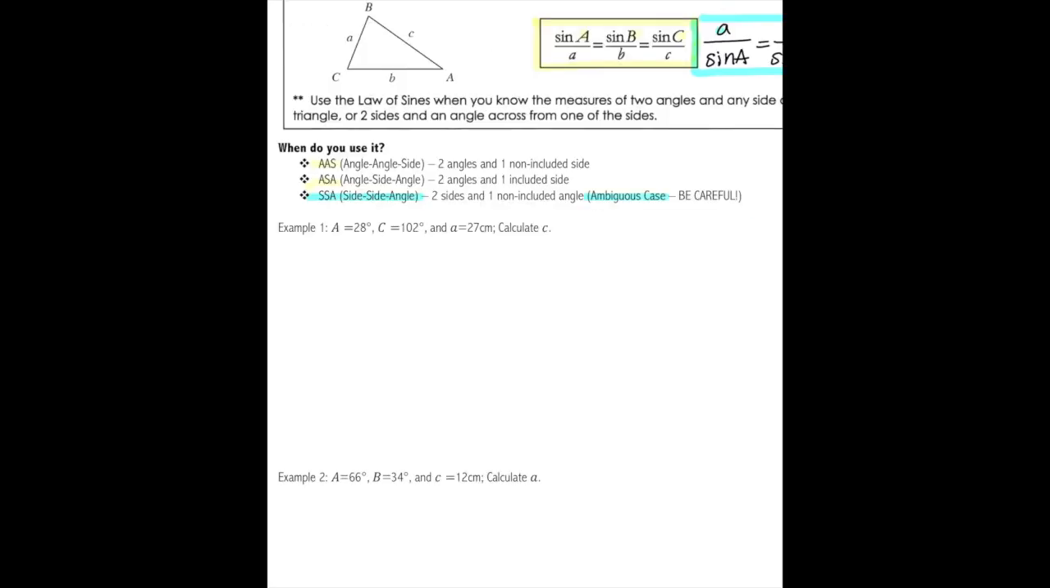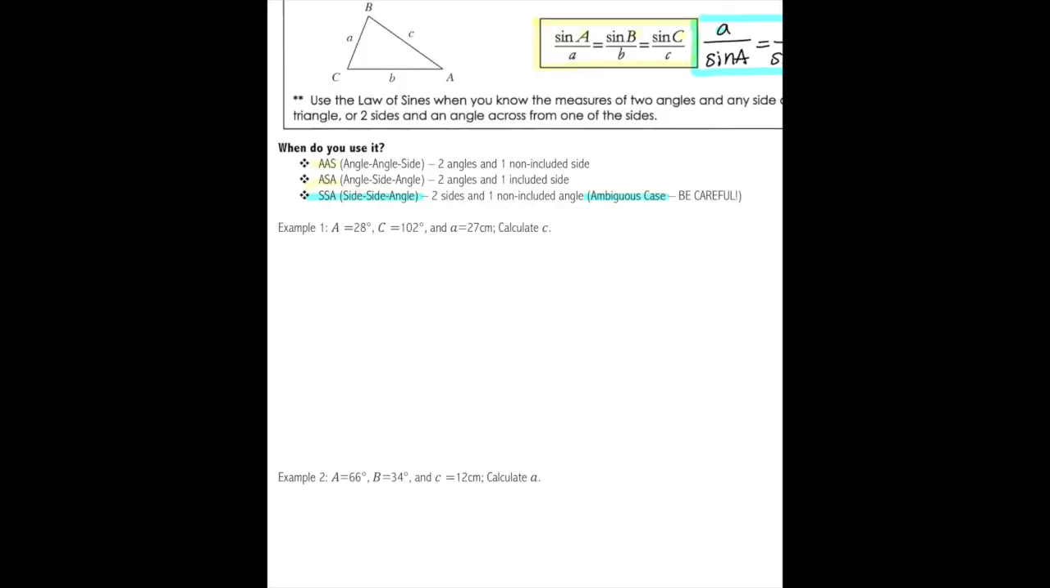Now the third one, which is side side angle. This is a special one. When we are dealing with the side side angle case, we have to be careful and pay attention to this type of triangle. In math, we call this type of situation the ambiguous case. But in this lesson, we will not be talking about the ambiguous case or the side side angle triangle. So please do not worry about them.